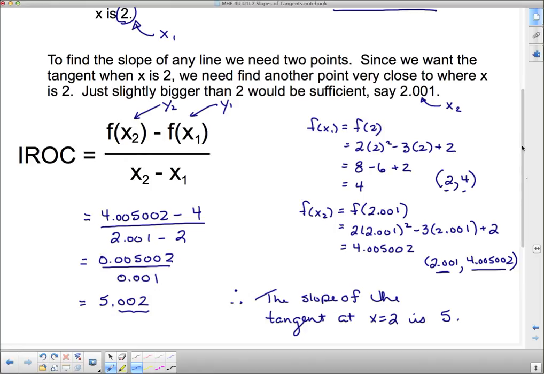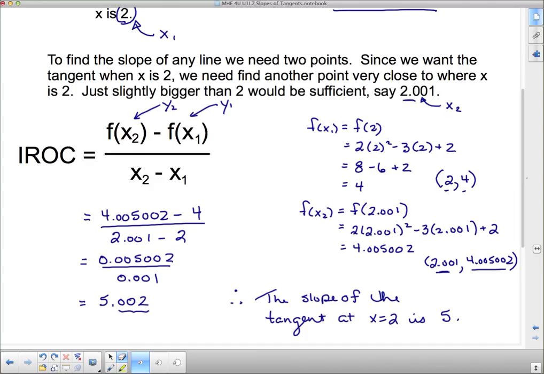So here, one thing where people make mistakes is that when they pick a number very, very close to 2, they pick both the x and the y. You can't do that. You pick the x, and then you have to figure out the y, which is what we did here. You can't just pick 2.001 and 4.001 because that is not going to be on there. You have to actually figure out what your y coordinate is going to be. So don't make that mistake. Pick a value of x that's very, very close to the value of x you want to find the tangent for, and then sub it into the f at x so that you can get the y coordinate.